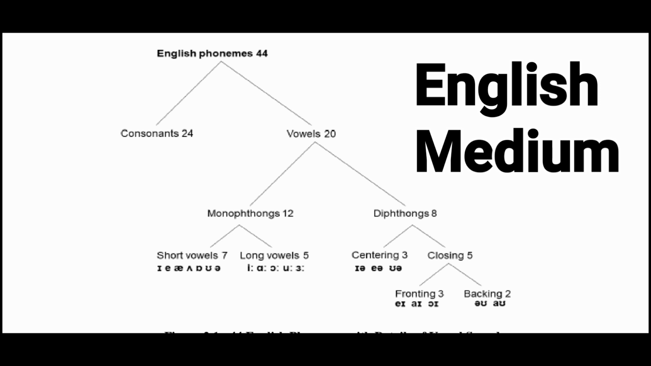Then I classify the vowels further. The vowels will be divided into monophthongs and diphthongs. Monophthongs will be 12 and diphthongs will be 8. Monophthongs have two more classifications, and diphthongs have two more classifications. And when we talk about the 12 monophthongs, there are 7 short vowels.